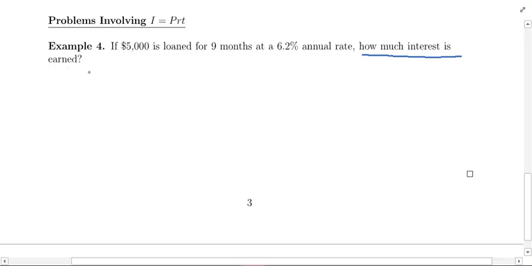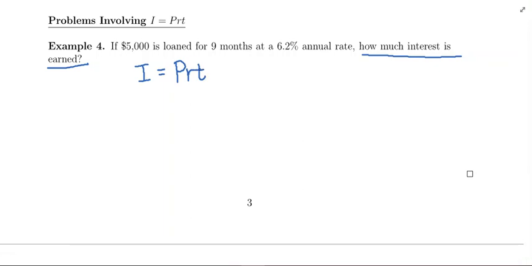So we are looking for how much interest is earned, because our problem involves interest. That means we should choose the formula that involves interest. So we need to be using I equals P times R times T. That's why you're told to use this particular formula.